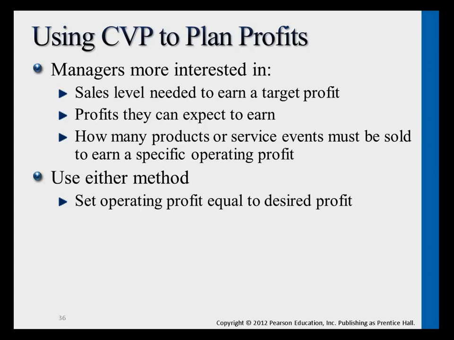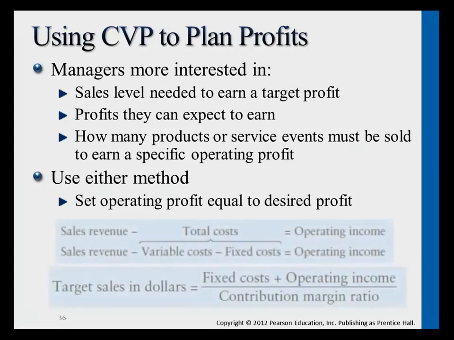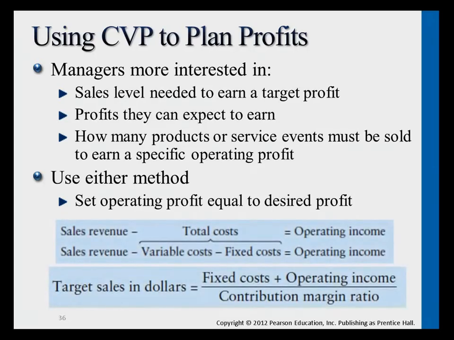All right, so let's look at this. Like we said, our managers are most interested in sales level. Our profits are extremely important to us, and how many products or service events must be sold to be at that level of profit. We have here two formulas. So what are those two methods? Do you remember?